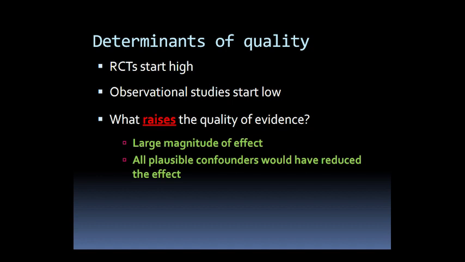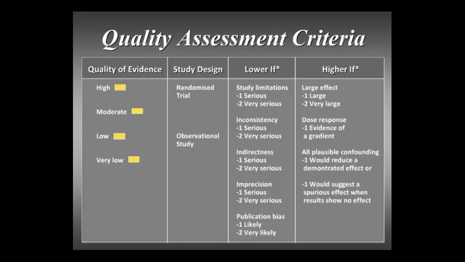So as we said, RCT starts high always, observational study starts low, but what raises the quality of evidence? Another question. When you have a large effect, so you know this drug A is better than drug B by 50%, 60%. And also you account for the confounders that can sometimes affect, for instance, age, smoking history, presence of comorbidities. All of these, when you account for them, then you can raise the quality of evidence when you have counted or adjusted for confounders.